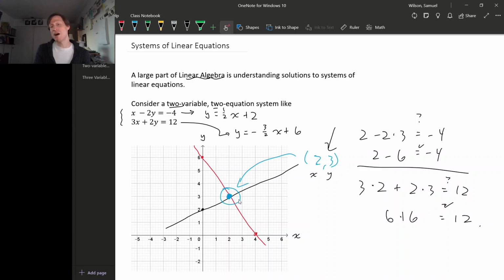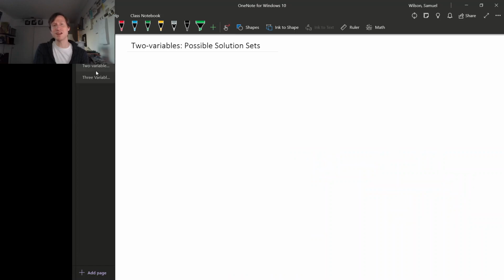So this is one possible form that a collection of solutions to a system can take. We could have just a single solution like this. To get a handle on the other kinds of situations that can pop up, let's think about other two-variable systems. What could happen? Well, there are a few situations. We could have one equation. This is my abbreviation for equation. If we have one equation, that looks like just a single line, right?